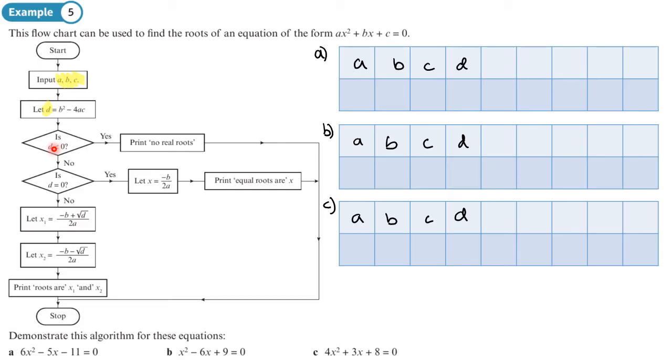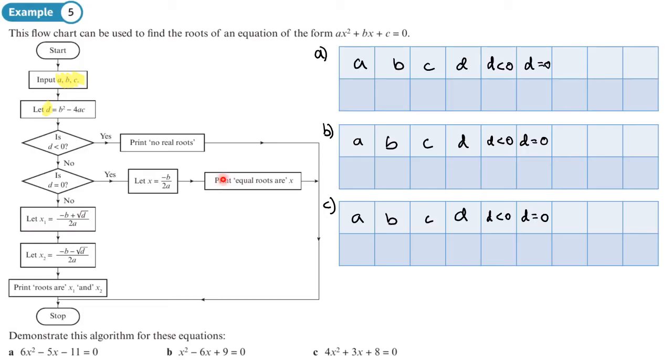What else do we have? We've got two decisions here, so we need to put some decision headings in. Now here, the decisions aren't labelled as like box 4, box 5. So we just put down the question that's in there. So D less than 0, D equal to 0.